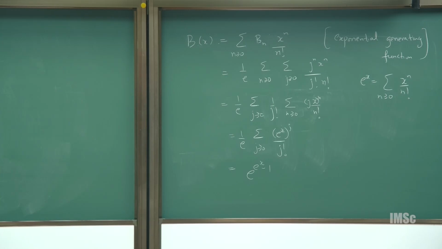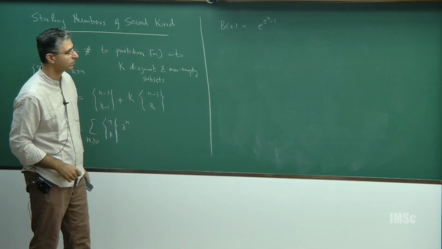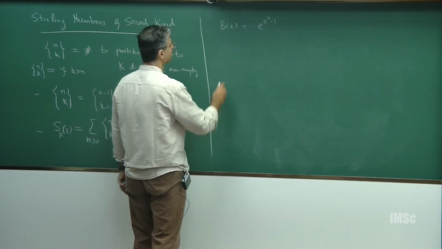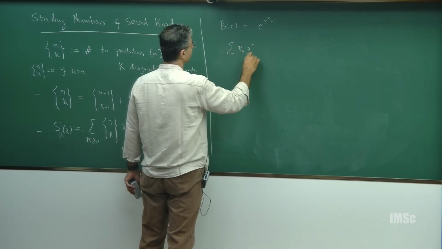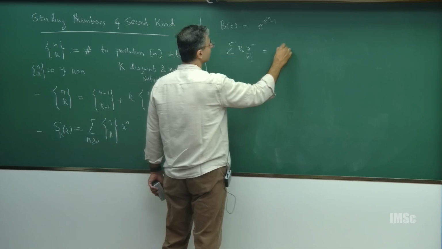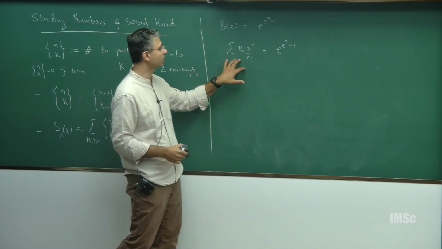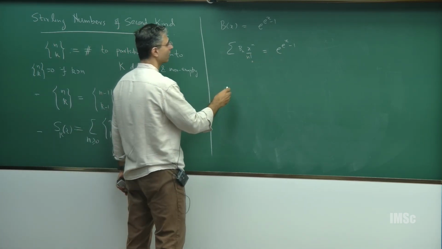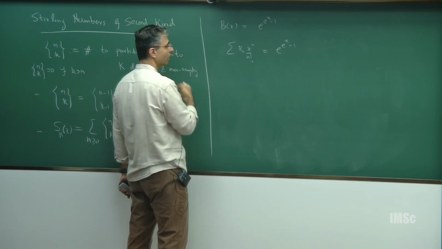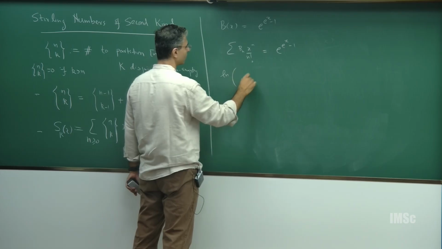So, we have that b of x is e to the power x minus 1. This is what we have derived: the exponential generating function for this sequence is this function. So, what do we do? Since there is a double exponential, let us get it down. So, take the log of this.